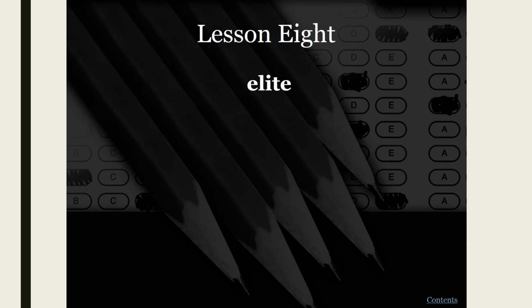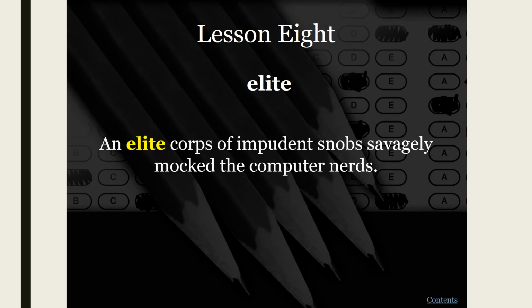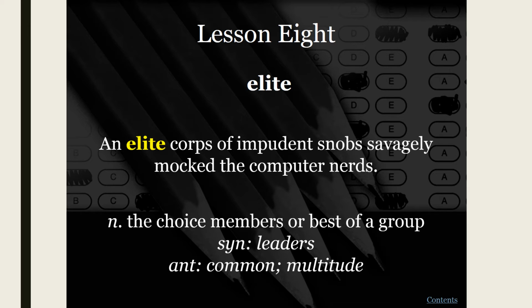Our next word is elite. An elite corps of impudent snobs savagely mocked the computer nerds. Now, in this sentence, elite is being used as an adjective. It can be used as a noun as well, and that's what they give us for our part of speech, even though it's not used as a noun in this sentence. So that's a flaw on the part of the curriculum makers. But anyways, here's the definition. The choice members or best of a group.